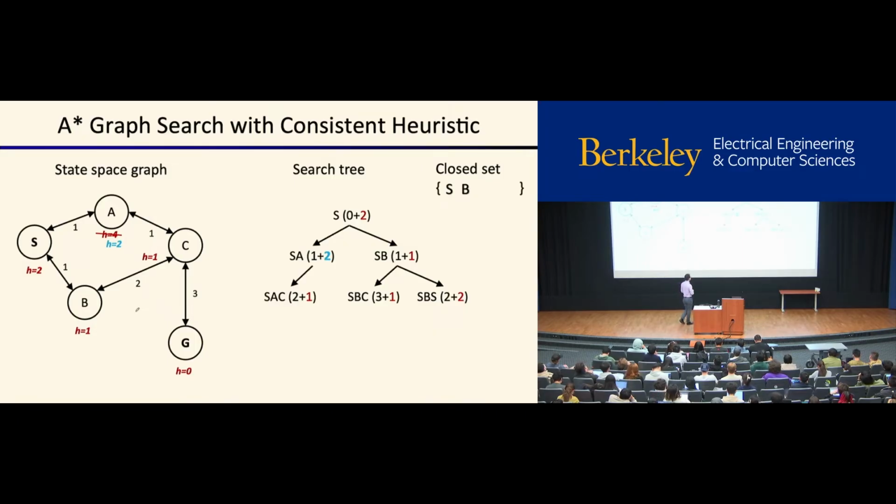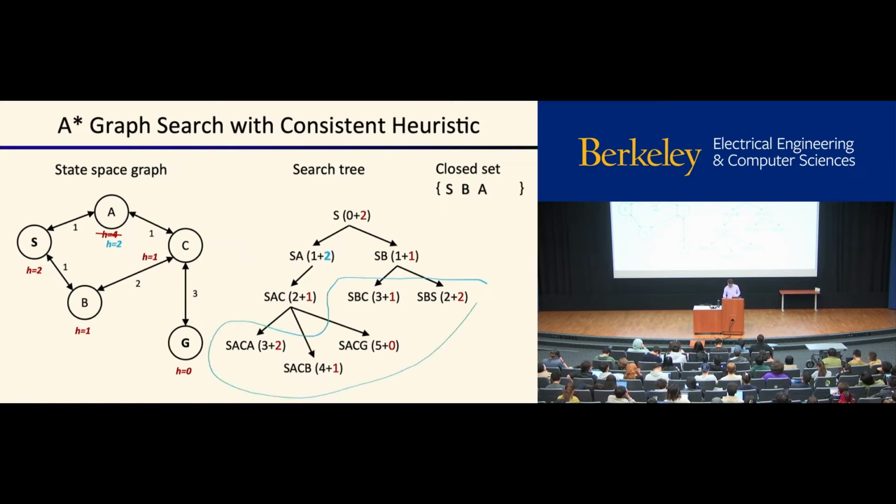We have SAC. Now we have a bunch of options. We could do SAC, SBC, SBS. SAC looks like it's the lowest cost, so we can do that. What do we have to do first, though? Add A to the closed set. Okay, nice. Then we can expand this. And then, so now our frontier looks like it's these 5 states, right? This is our fringe. Okay, that's a lot of choices. What's the lowest cost?